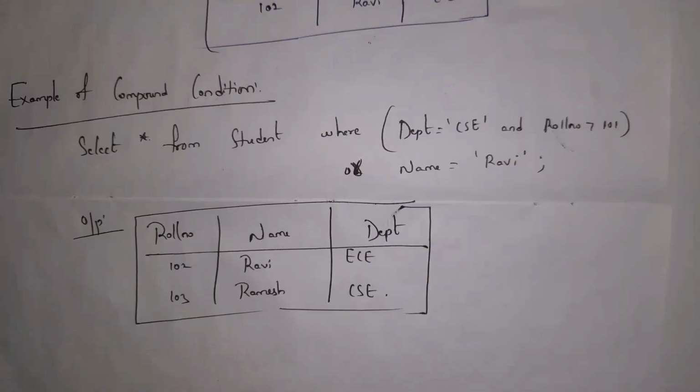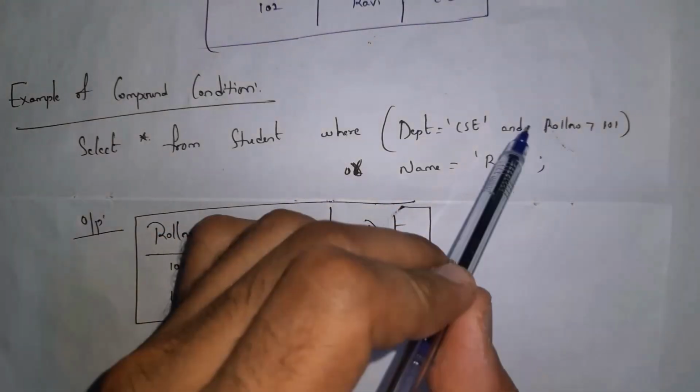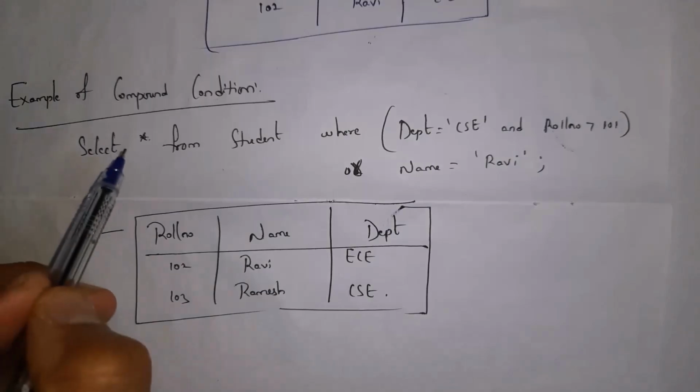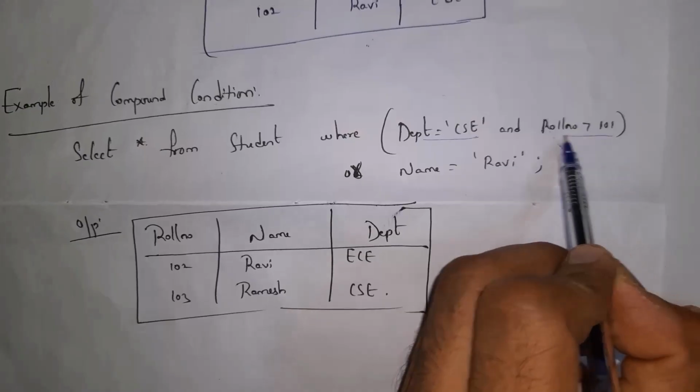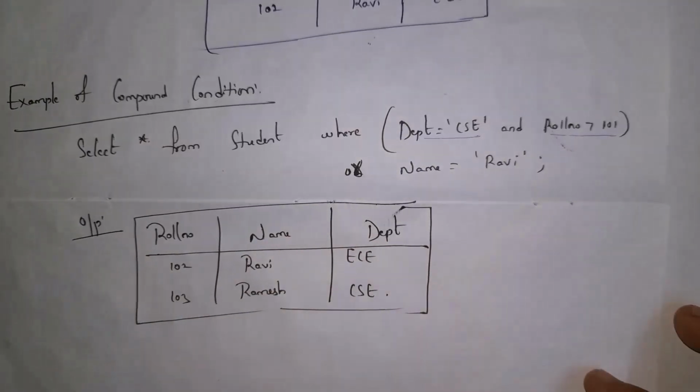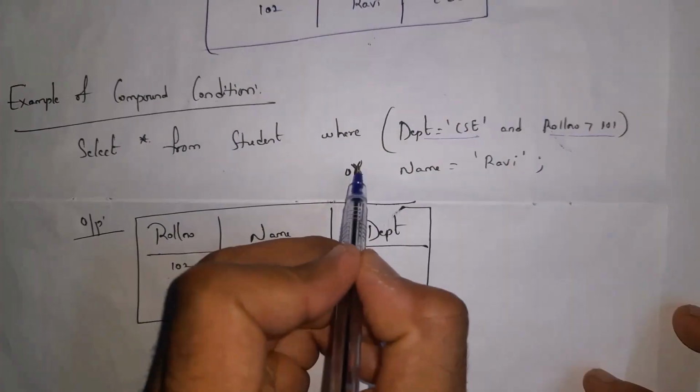This is a simple example for compound condition. I'm using both AND as well as OR. So SELECT * FROM student WHERE department is equal to CSC AND roll number greater than 101. Inside brackets, this is one condition. Both must be satisfied, OR name equal to Ravi.